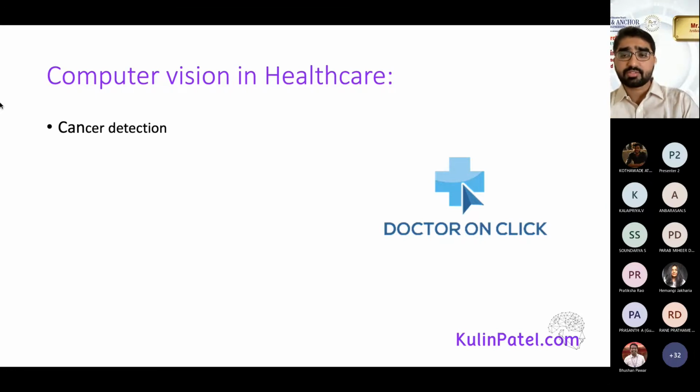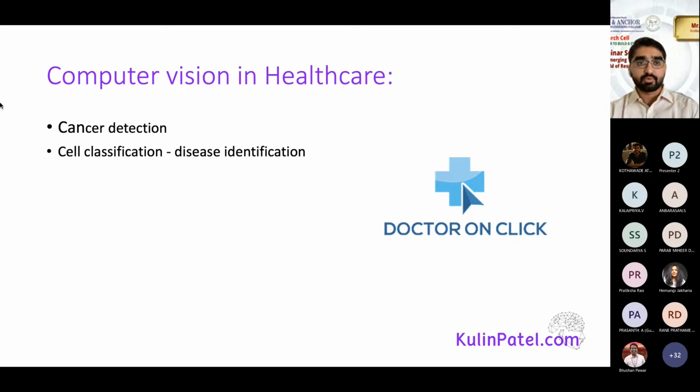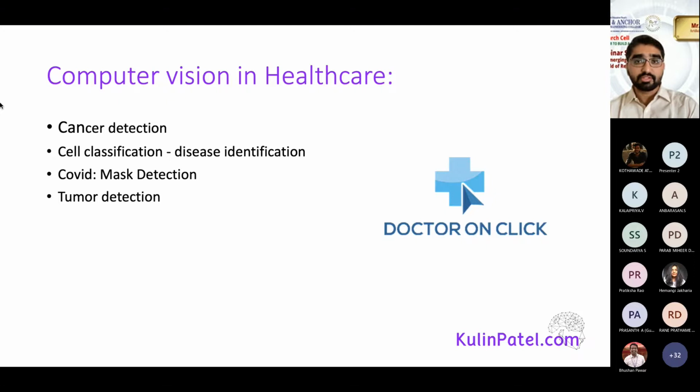In cancer detection, there is lots of data. Due to this data generation, artificial intelligence helps us classify and detect cancer, sometimes even better than the doctor. How does this happen? We analyze the data of a tumor, breast tumor or any other tumor, identify the images and cross-analyze, and based on image analysis and computer vision, we can do cell classification, disease identification, and COVID mask detection. These are the applications in the health sector.